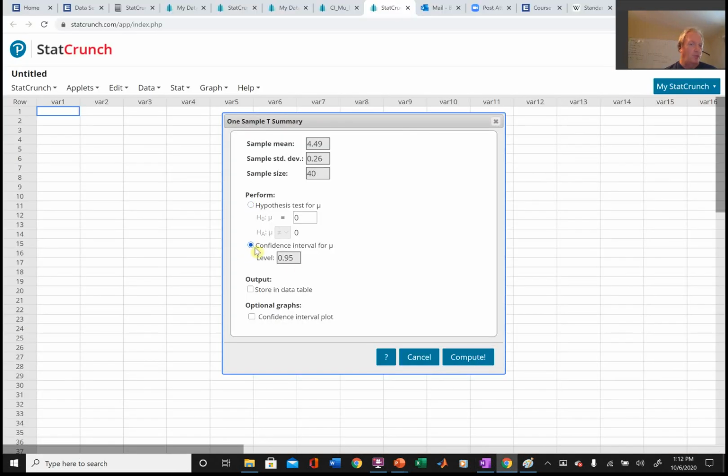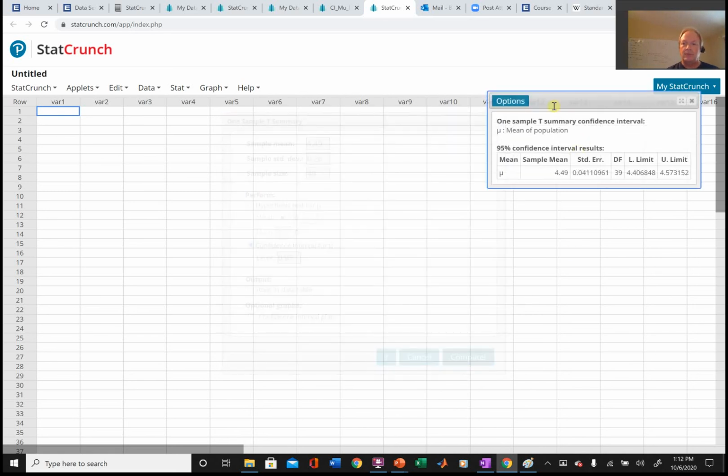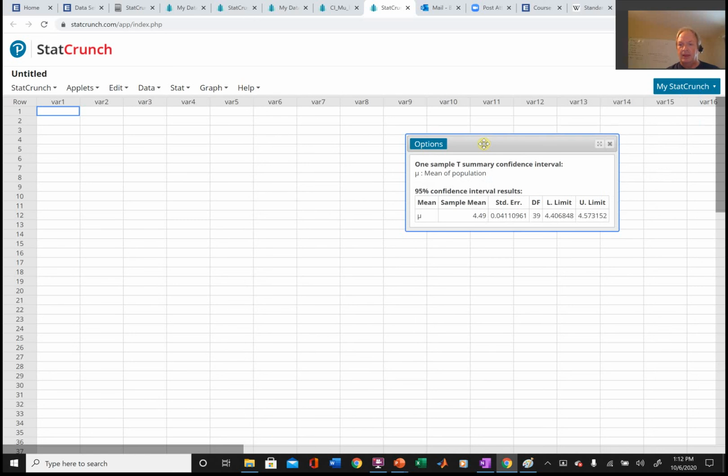And we had a 95% confidence level. One thing you want to be careful about is don't just click the confidence level option and then hit compute. Make sure you have the right value. Usually it's 95%, but again, it could be 90%, 98%, 99%. And we hit compute. And as advertised, that's what we get.